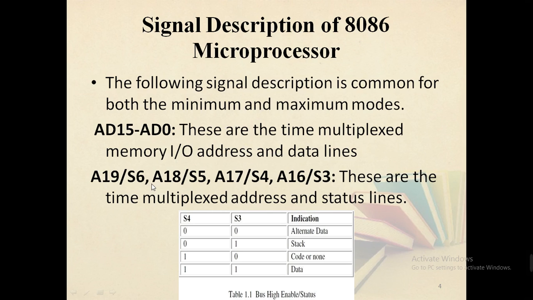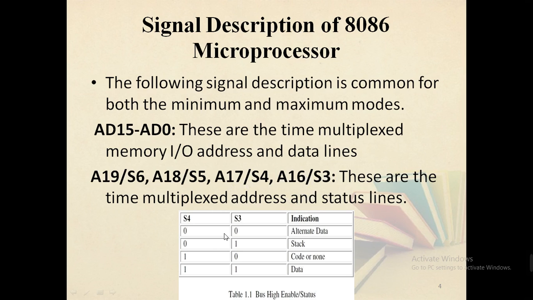Coming to the next pins, A19/S6, A18/S5, A17/S4, A16/S3. These are the time multiplexed address and status lines. During T1, these are the most significant address lines for memory operation. During IO operation, these lines are low. During memory or IO operation, status information is available on those lines for T2, T3, TW and T4. The status of the interrupt enable flag bit is updated at the beginning of each clock cycle.